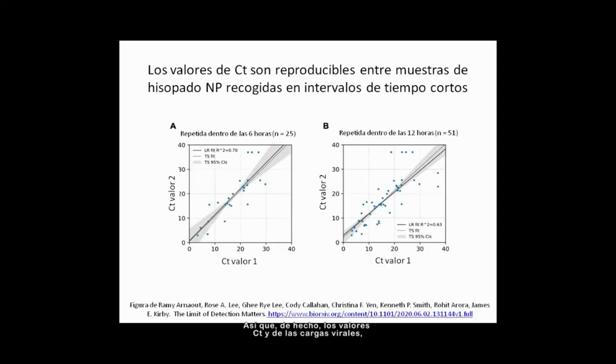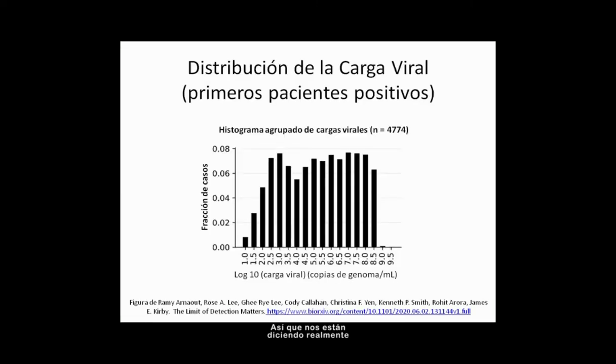So in fact, the CT values, and therefore the viral loads, are reproducible between nasopharyngeal swabs collected across short time intervals. In our very large data set, we had a bunch of patients who had repeat collections either within 6 hours or within 12 hours of each other. We don't know the reasons why. Then we plotted the CT value from the first collection versus the CT value of the second collection. You can see that we have a nice linear relationship throughout the range of CT values that we would obtain. So it looks like those CT values are repeatable in a clinical sense if you sample patients more than once. So they're telling us truly about the status of our patients.